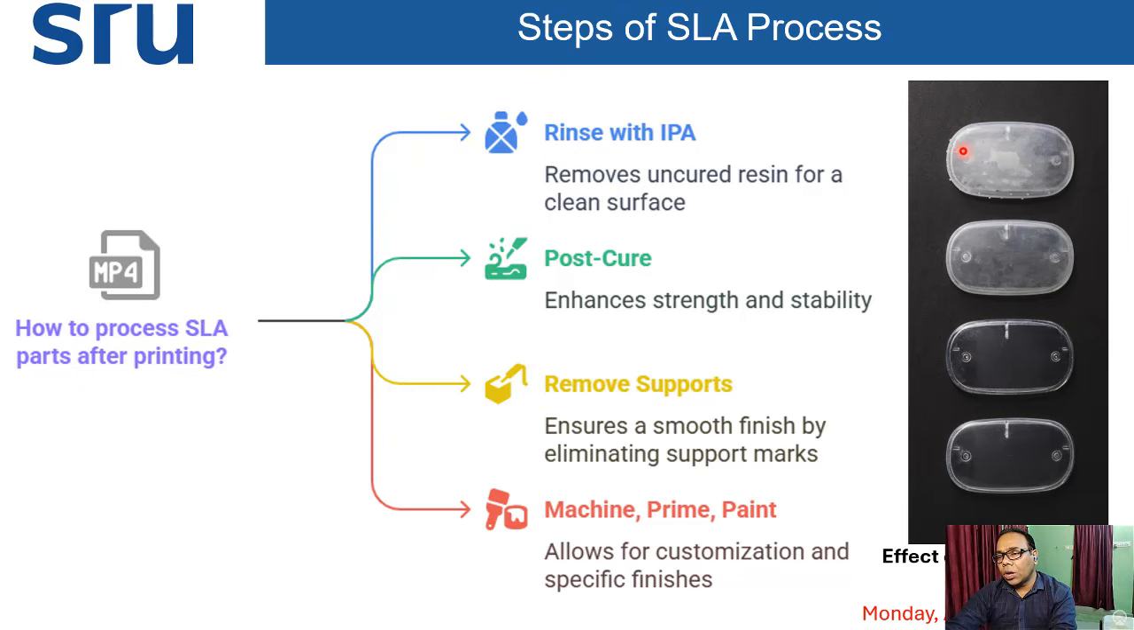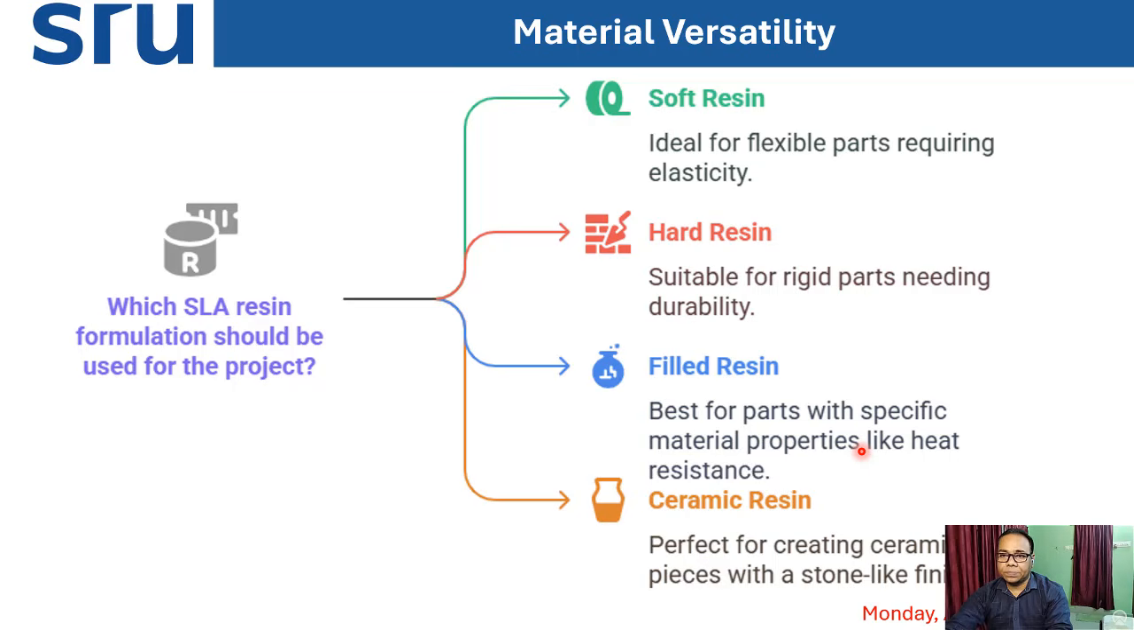So here proper cleaning and proper surface finishing are required, so that a smooth surface finish is achieved. Sometimes we require coloring of the object, machine painting or priming. So these are all done during the post processing operation itself.